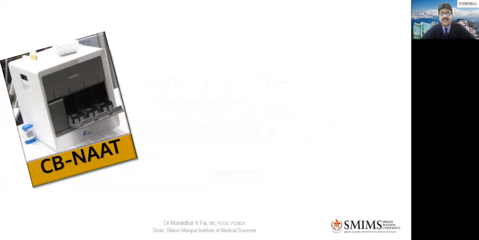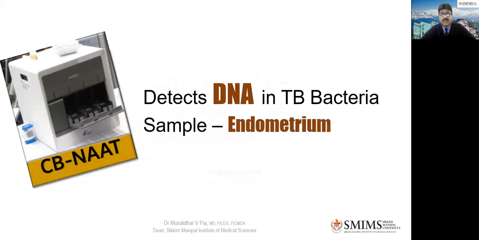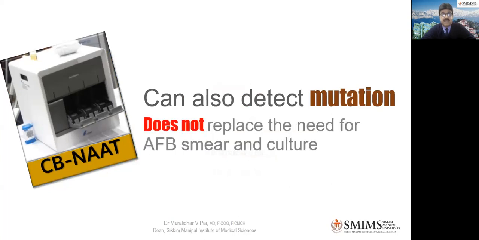But CBNAAT, cartridge-based nucleic acid amplification test, detects DNA of TB bacteria. The sample is endometrium. Time taken is less than 2 hours. This is the most popular, current, and the best test that we have. CBNAAT can also detect mutation. It does not replace, however, the need for AFB smear and culture.